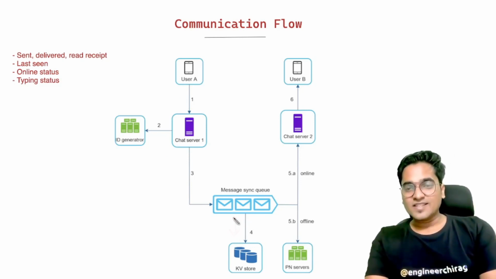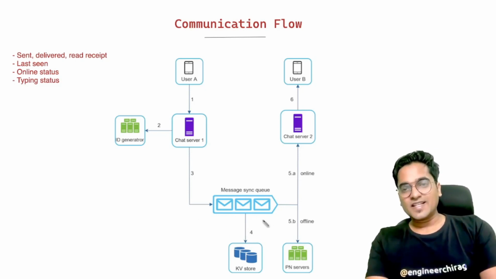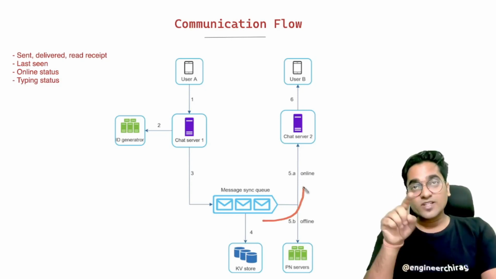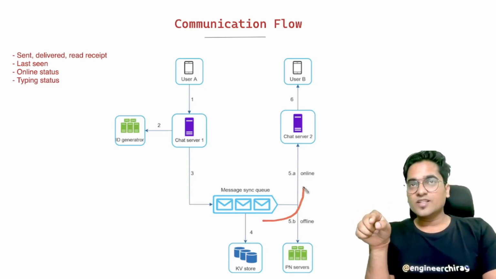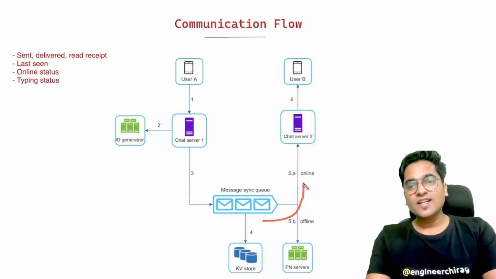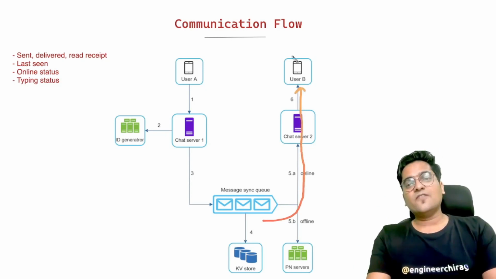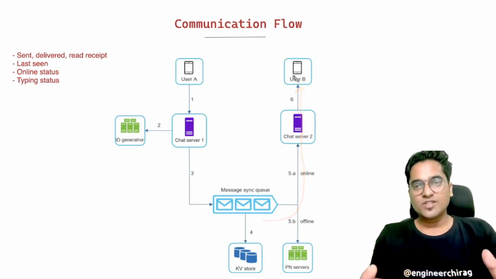Once the messages are stored using this queue, it checks whether the user is online, using the duplex connection that we talked about with the WebSocket. If the user is online, it takes that message to the user, and finally that user is able to see the message.